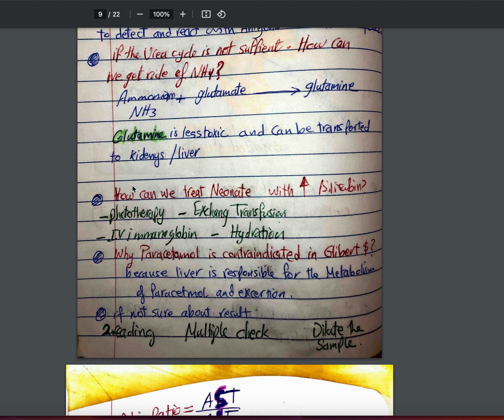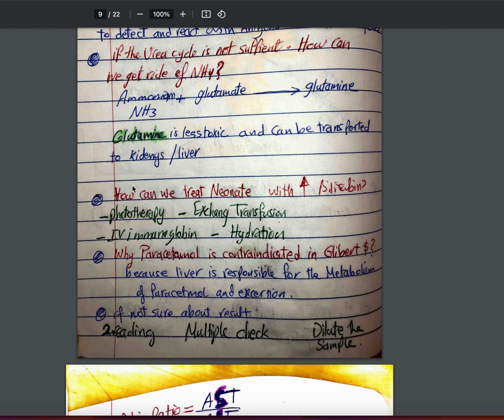How can we treat the neonate with increased bilirubin? As I said, sometimes the neonate comes with an increased level of unconjugated bilirubin because of an immature liver. So we can use phototherapy, liver transplantation, blood transfusion or exchange transfusion, IV immunoglobulin, or hydration. That's how we can help the neonate if it has increased bilirubin.